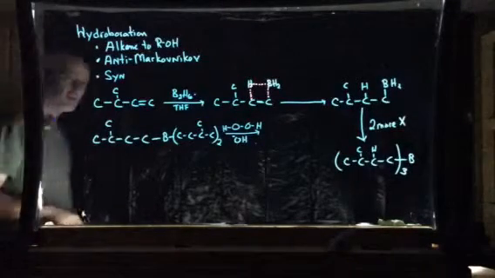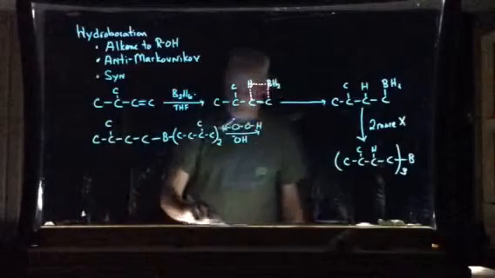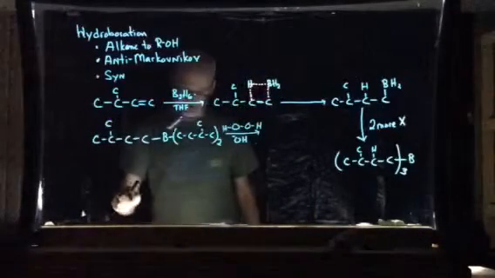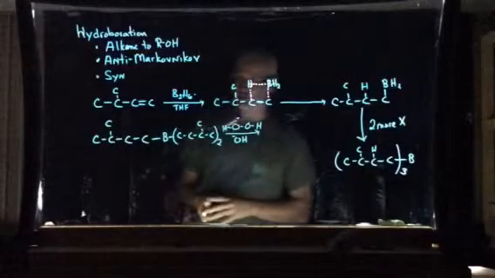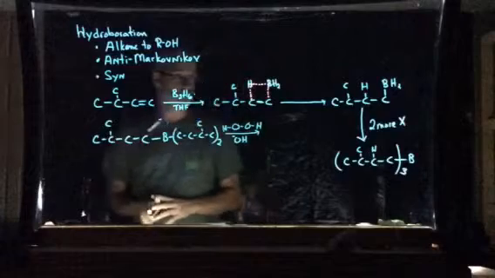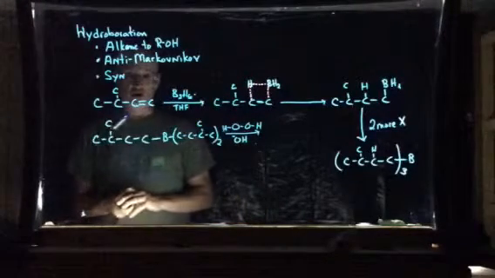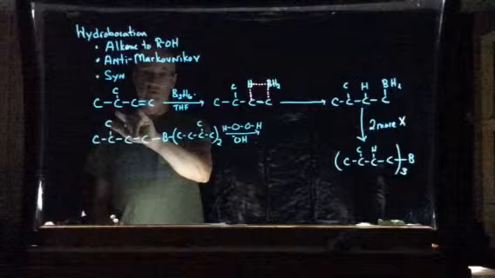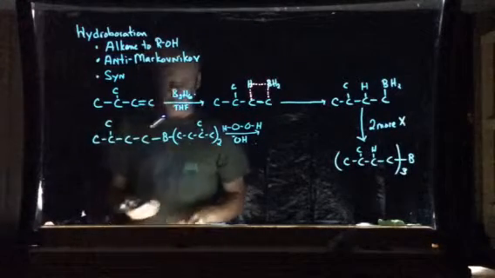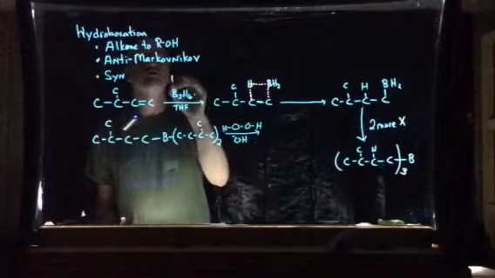Hydroboration. It is another method of converting an alkene to an alcohol, and it uses the anti-Markovnikov addition, and it's also a syn addition as far as stereochemistry is concerned. Syn means same side. So if we start out with the alkene, we add BH3, or sometimes it's written B2H6.